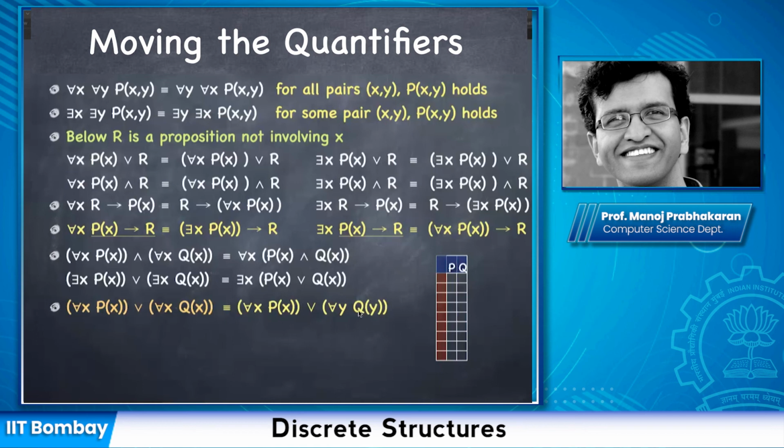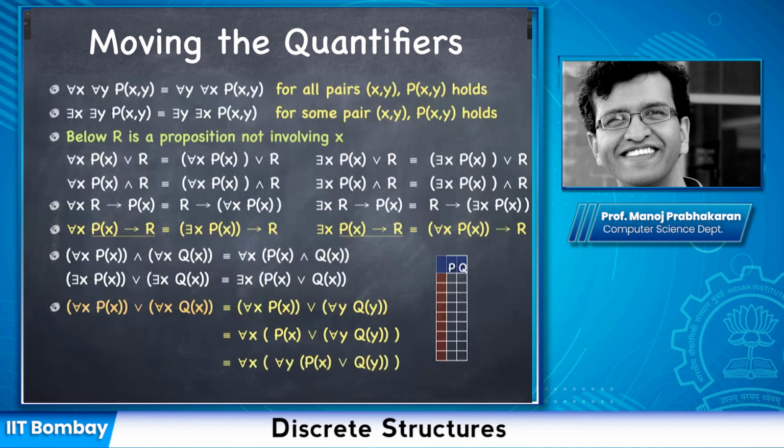But why did I want to do that? Now, this for all y, Qy is something that is independent of x. You could think of it as an r. So this is saying for all x, Px or r. And we know that can be rewritten as for all x, Px or r, with the r pulled inside. So that's what I've done here: I made it Px or r.